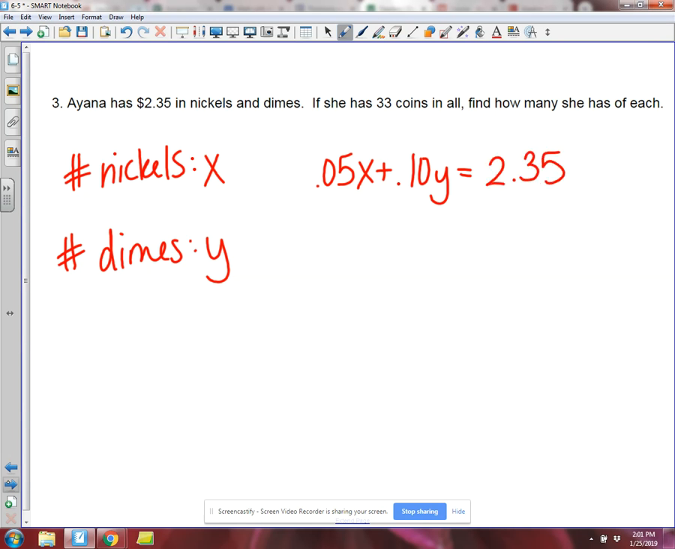Hey, nobody has a jar of coins at home? I do, right? Well, yeah, my jar is not very full yet. How about that? Now it tells me she has 33 coins. Does that have anything to do with money? No. What is making up those 33 coins? X and Y are dimes and nickels. So we'll add them and we get that 33.